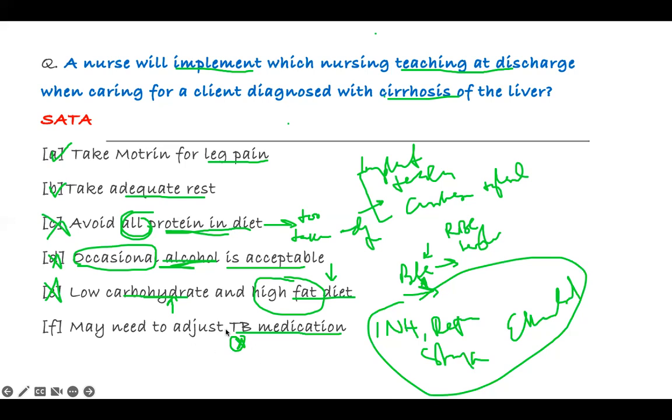So they should not take this. They should adjust the TB medication. So this is acceptable. So I've used the ask, case, buzzwords, and rewrite choice, and then we move on. All this is based on your content.